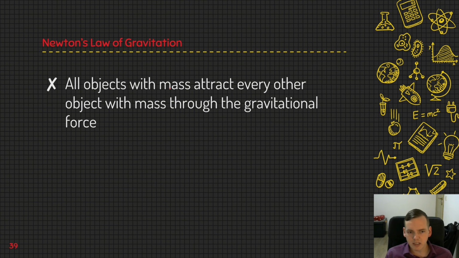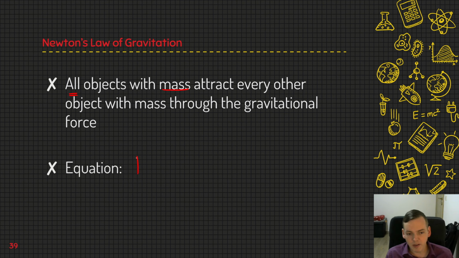Newton's law of gravity says that all objects with mass attract every other object through the gravitational force. So I will pull on my computer monitor in front of me with the gravitational force. The Earth pulls me down with the gravitational force. I pull the Earth up with the gravitational force. If we were in the same room, you would pull on me with the gravitational force. I would pull on you with the gravitational force. That's because in all of those examples, the objects have mass.